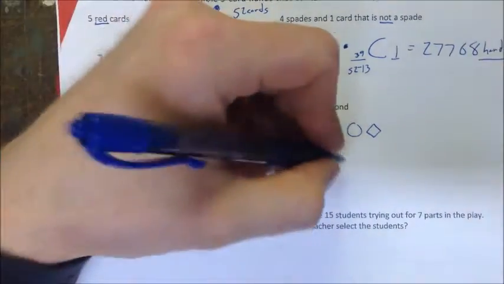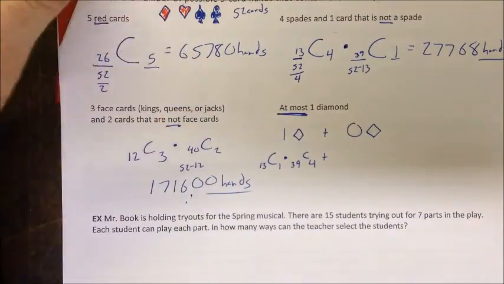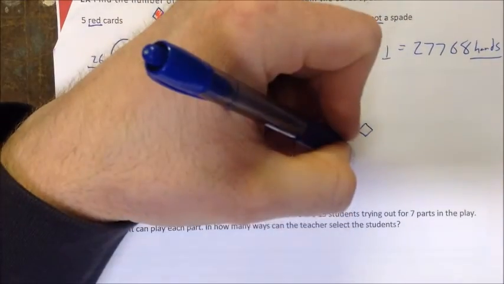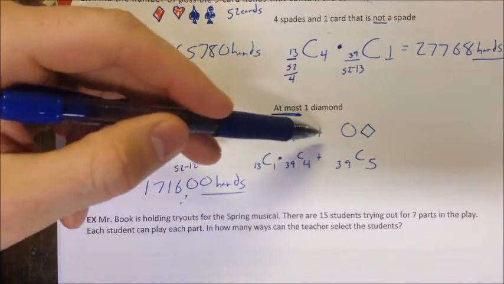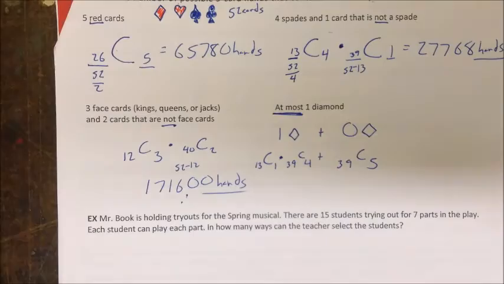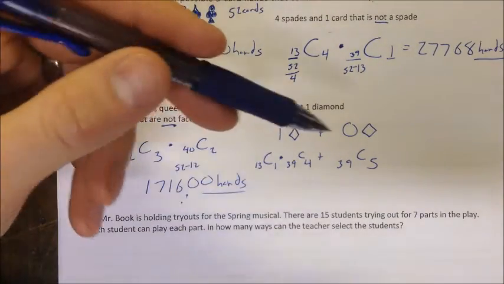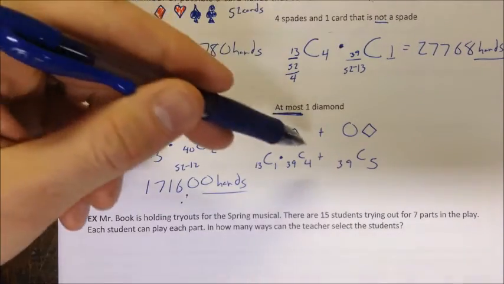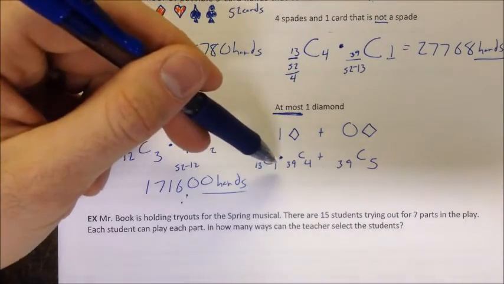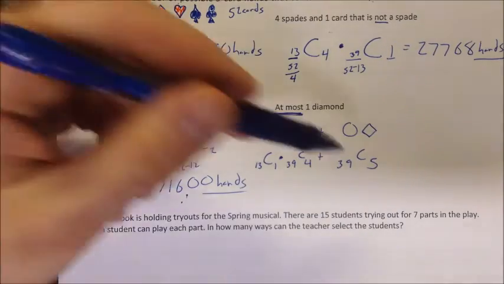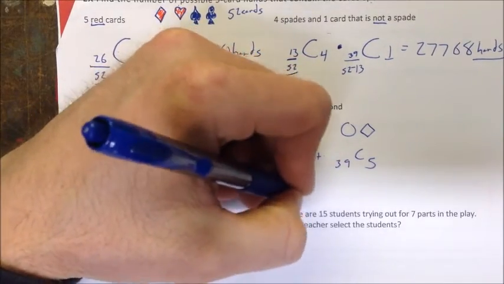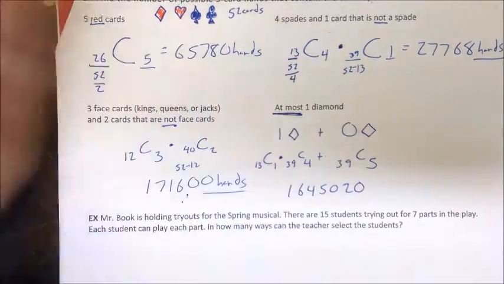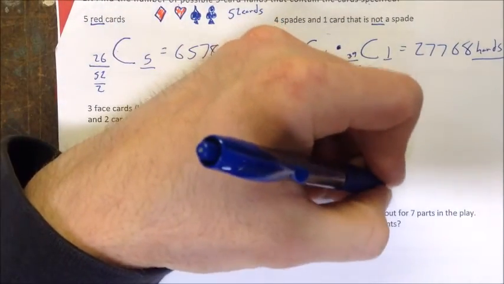Then for the 0 diamond case, this one's a little bit easier. It means we want no diamonds. All the cards are going to be not a diamond. So of the 39 cards that are not a diamond, you will be choosing all 5 of your cards. So now this time I have multiplication happening here and I have addition. And the reason I have addition is because of the word "or": one diamond or no diamonds at all. So that would be a plus problem. So we have multiplication here because it's "and", one diamond and 4 not a diamonds, and over here is "or", so we have plus. If we add those 2 pieces together, after we calculate everything out, we should end up with 1645020. That is your number of hands.